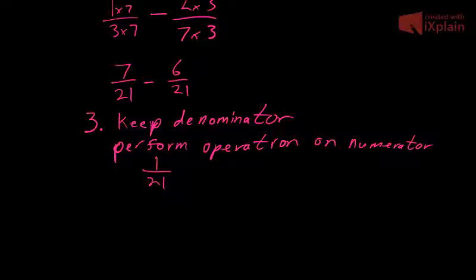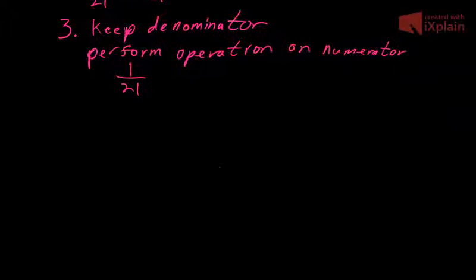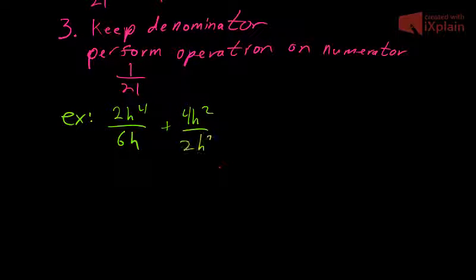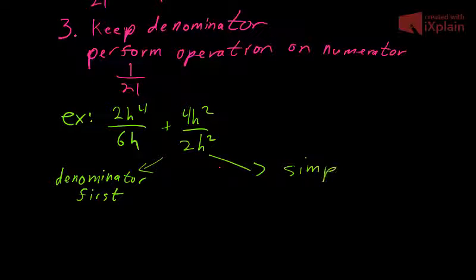So let's try a quick example. This example is going to be 2h to the 4th over 6h plus 4h squared over 2h squared. There's a few ways to do this, and I'll show you both ways. The first way is to find the denominator first. I don't like this way very much. It's a little bit more messy. The second way is to simplify first. This is going to make us much happier.